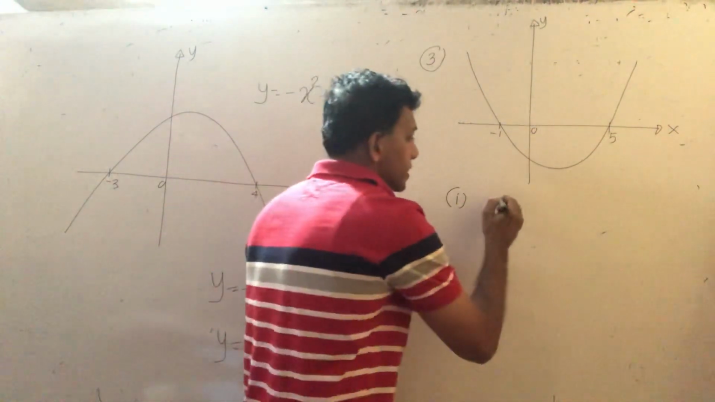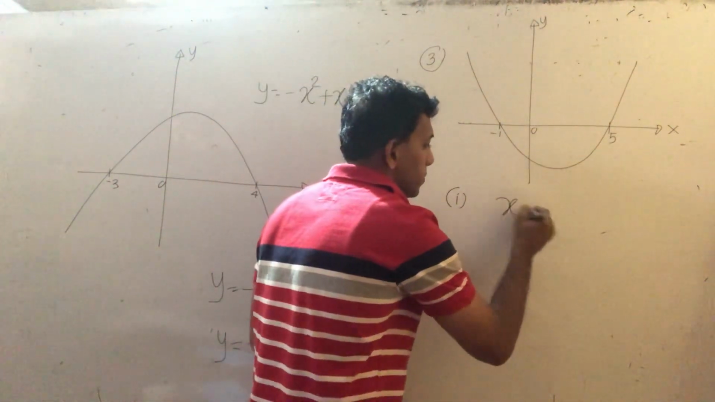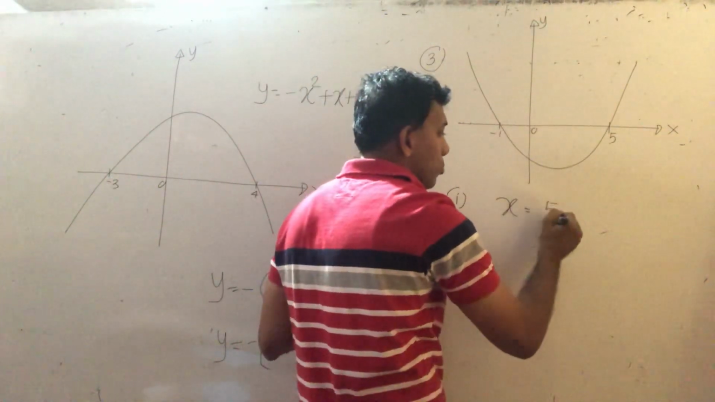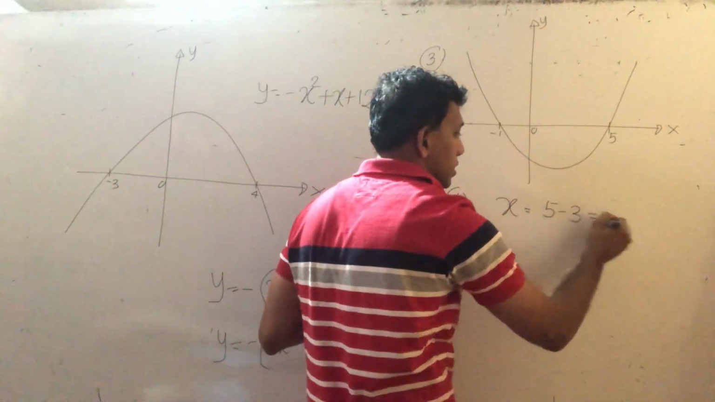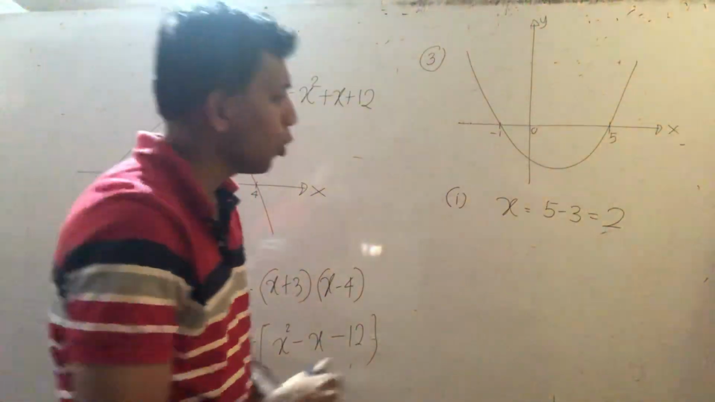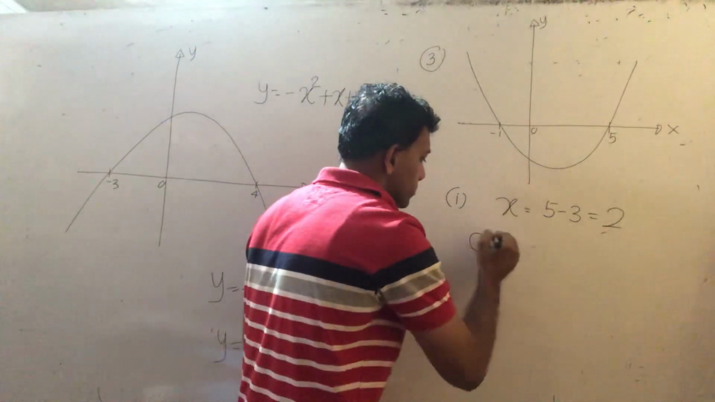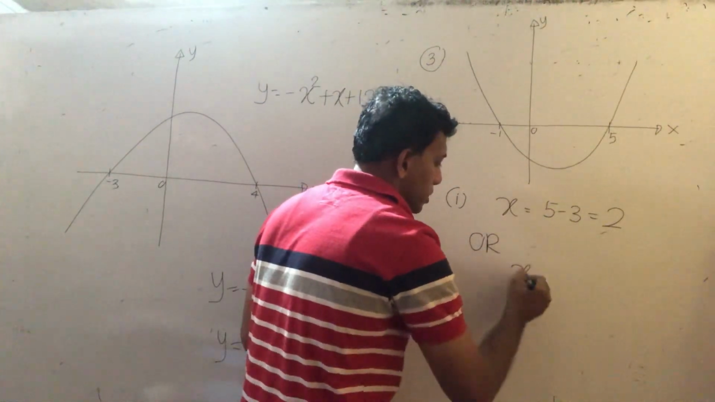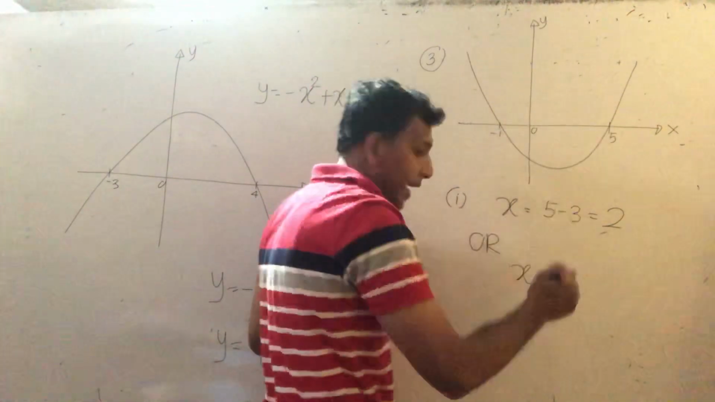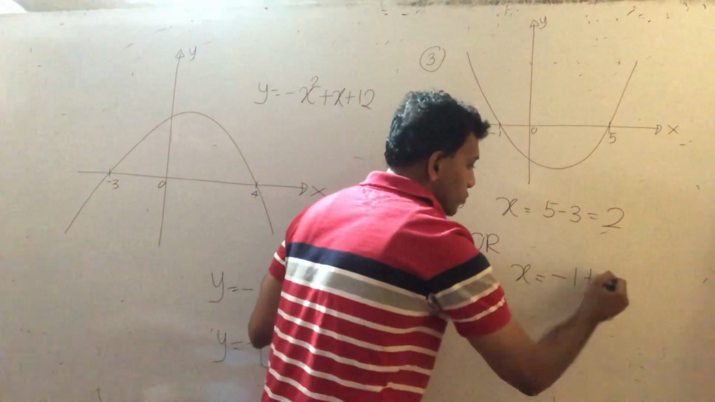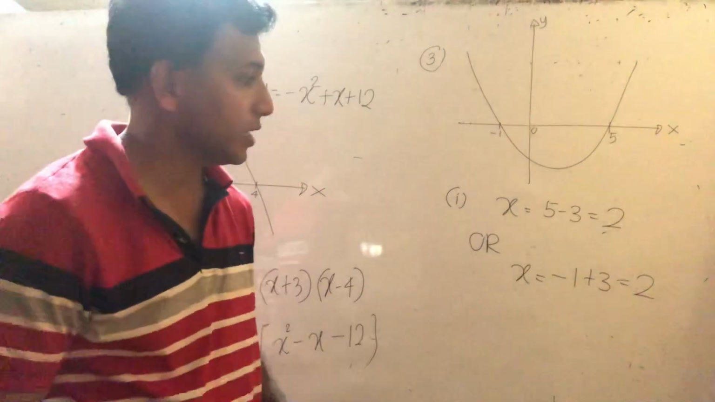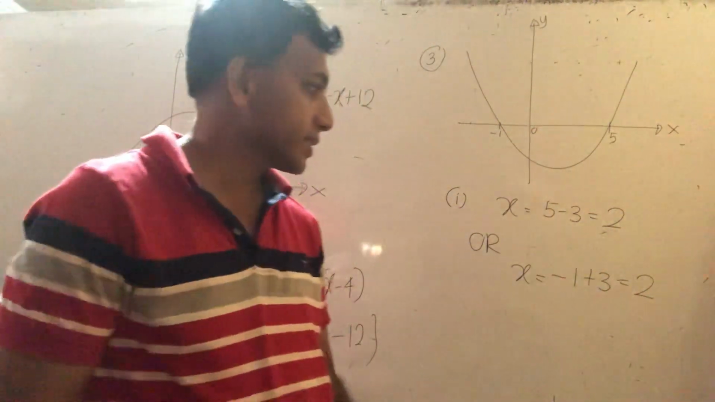So write half the symmetric axis. Therefore, x equals from here subtract 3, is it? So 5 minus 3, 2. Symmetric axis, x equals 2. Otherwise, x equals here minus 1 at 3. Is that also 2? See, very clear. X equals 2.